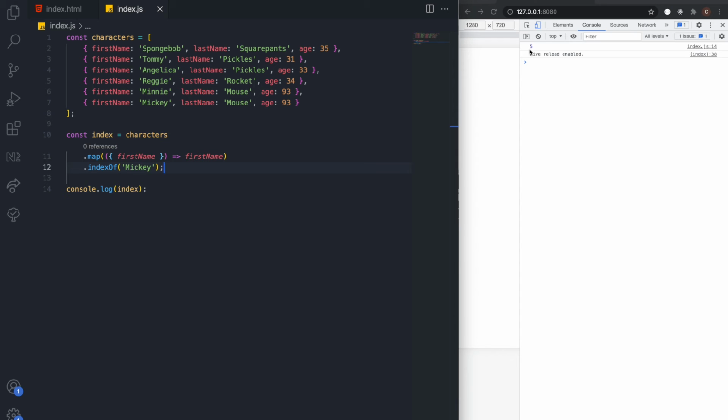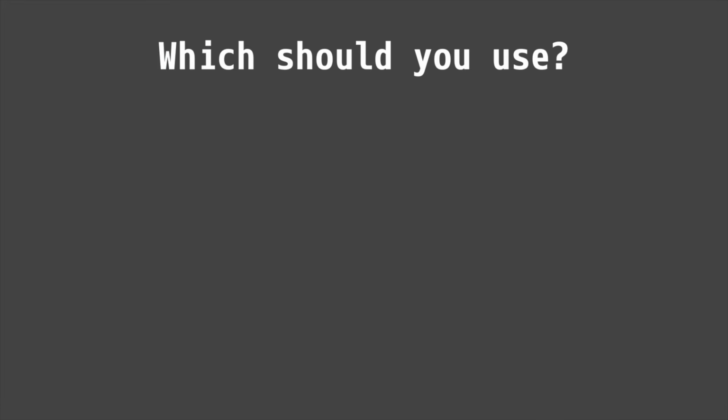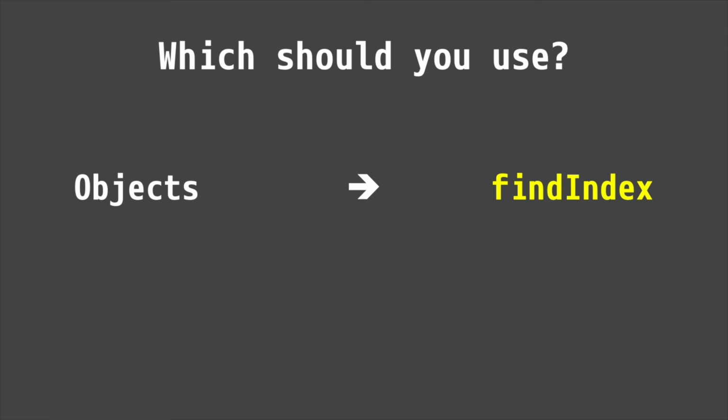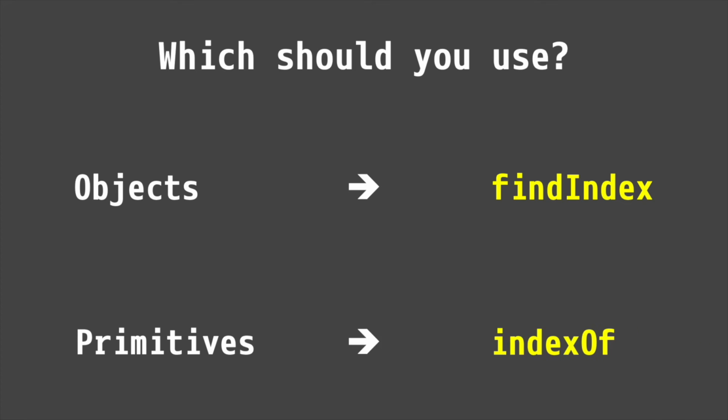And this is another example of how these array methods often work together nicely by chaining them to achieve something with relatively little and readable code. That said though, generally speaking, I would recommend using findIndex and indexOf in these situations. If you're dealing with an array of objects, use findIndex. If you're dealing with an array of primitives like numbers, booleans, strings, then use indexOf.